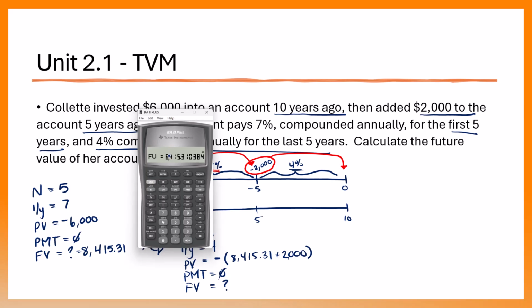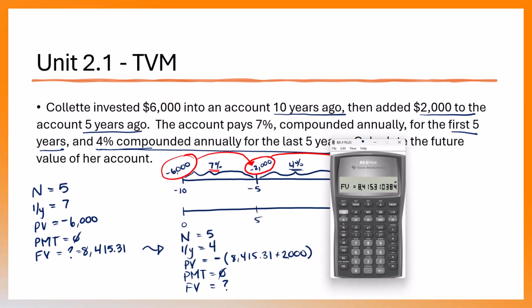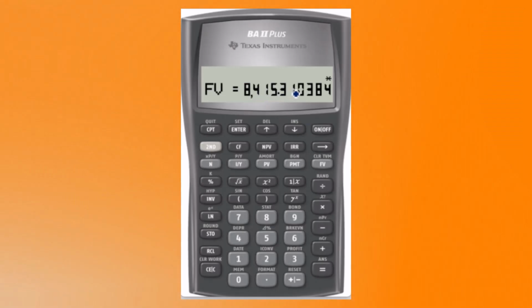As you can see in my calculator here, we already have that $8,415.31. So I'm going to add 2,000 to it. Hit equals. That's $10,415.31. Change the sign on it by hitting the plus minus button, and plug that into my present value.